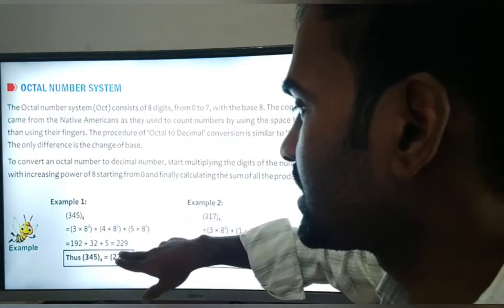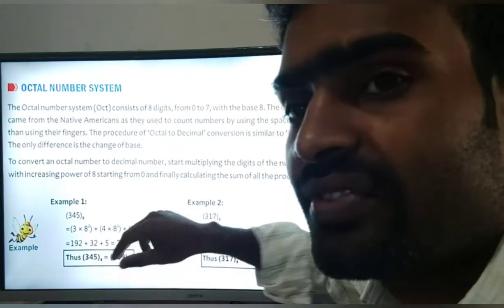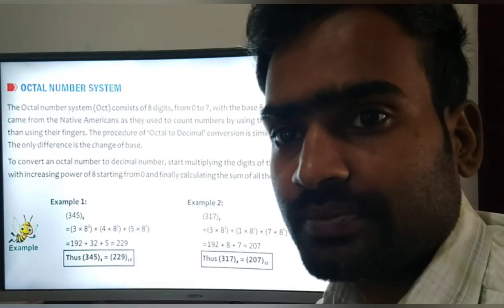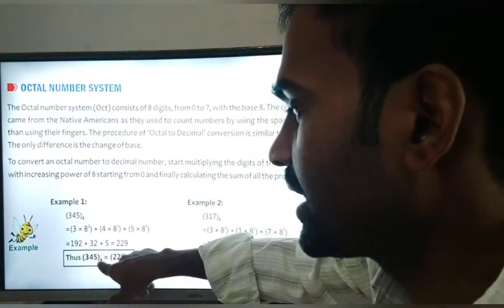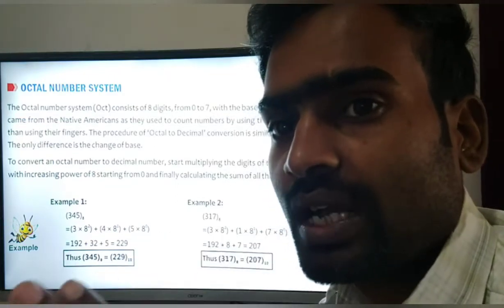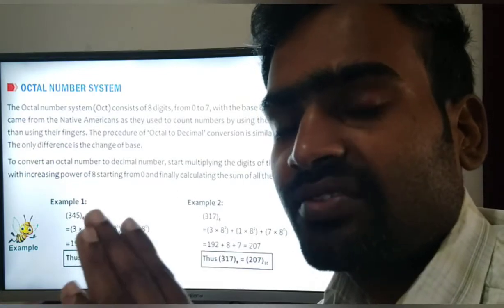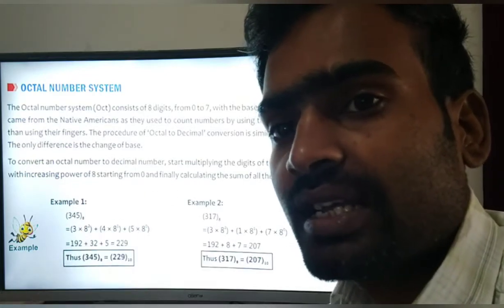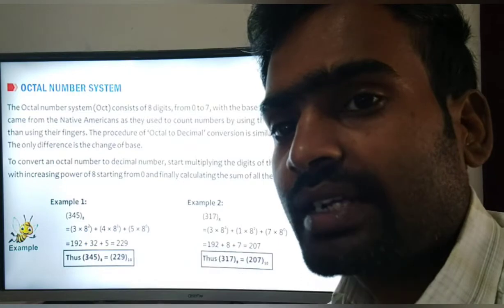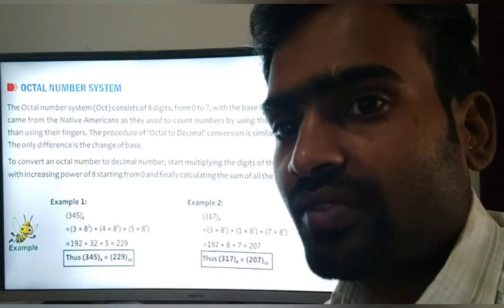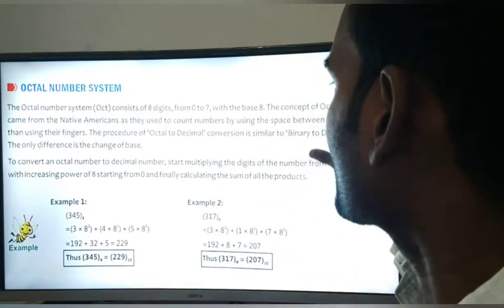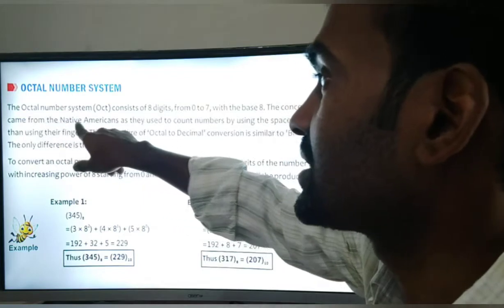See here, there is an example given with 8. If they give a number with 8, it means octal number system. Clear? In case they give 10, as they have given here, that means decimal numbers. Decimal will always have base 10, octal has base 8, and binary base 2. Remember it, don't ever forget it. In case you write a different number, the answer will be completely wrong. Please be careful.